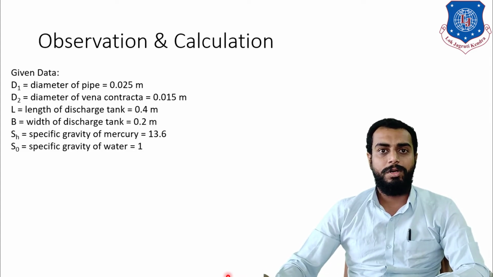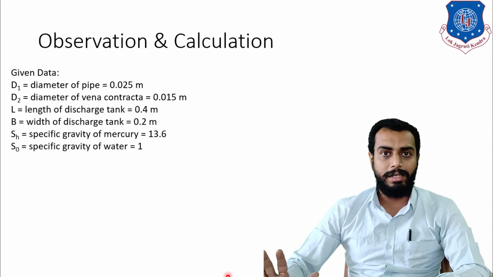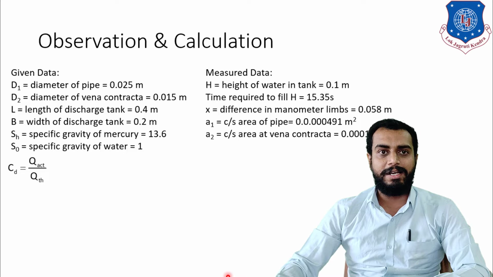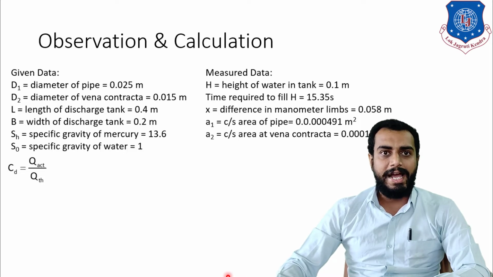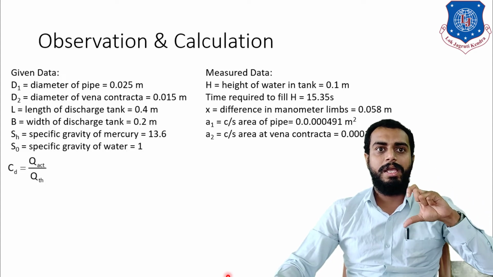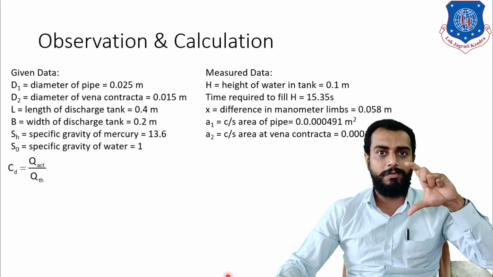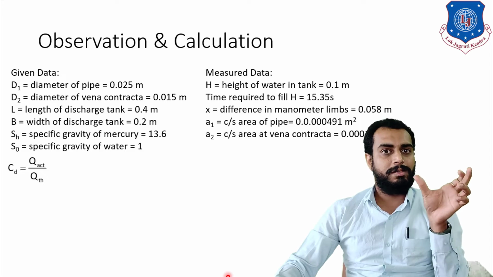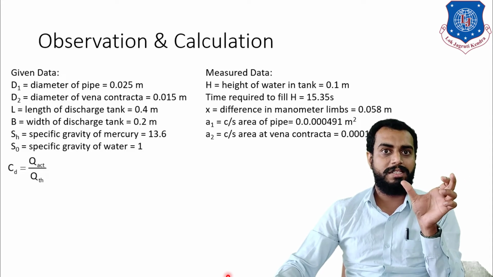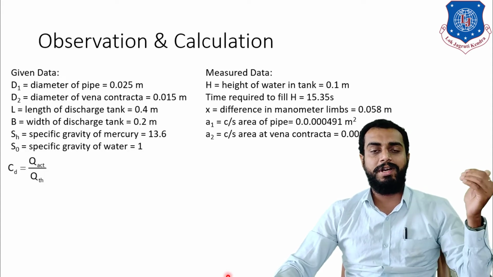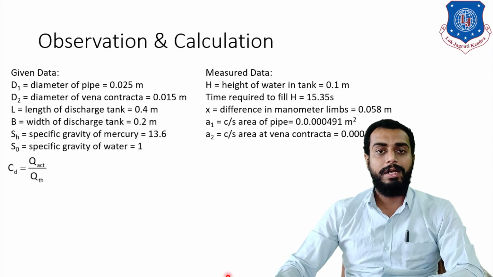Now Cd, we know, is Q actual by Q theoretical. First of all, for Q actual we need time and volume. Here you can see the list of measured data on the right side. Capital H is the height of the water tank that we arbitrarily took, 10 centimeter, equivalent to 0.1 meter, and the time required to fill that height is 15.35 seconds. X is the difference in limbs of the manometer, 0.058 meter. A1 and A2 are the cross-section areas corresponding to D1 and D2, which we can easily find using pi by 4 d squared.